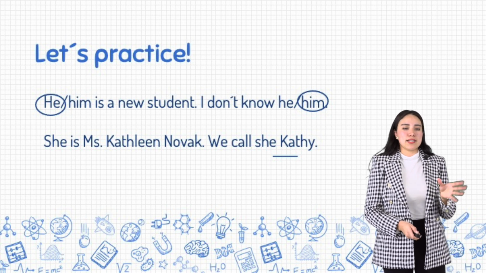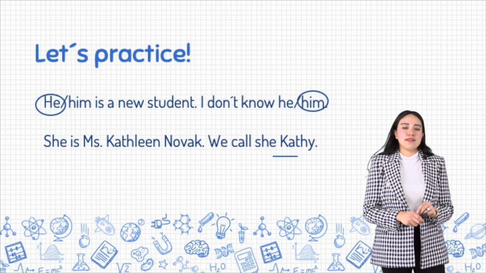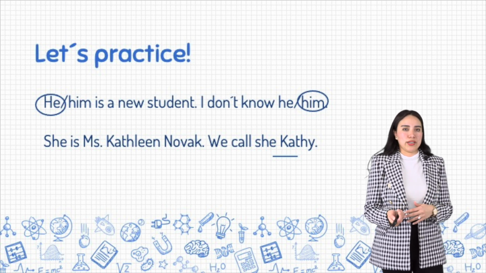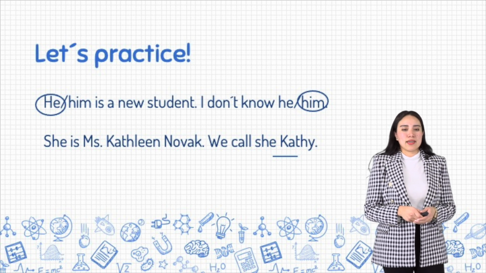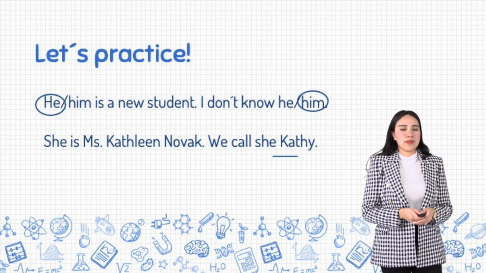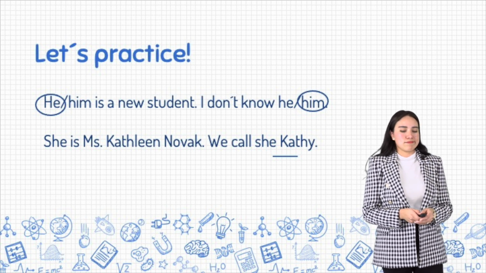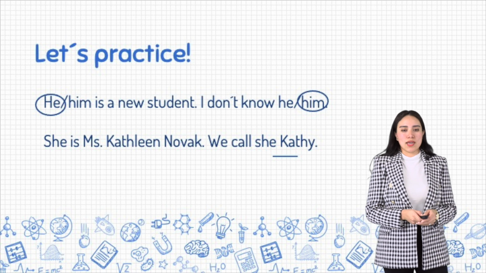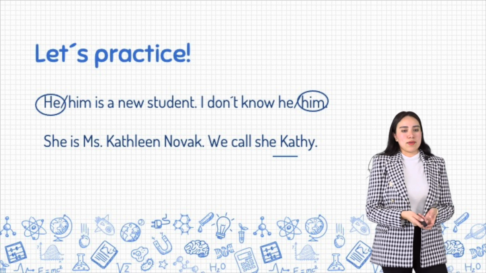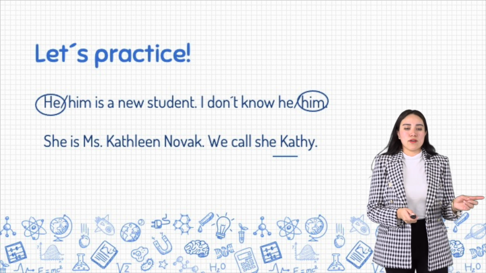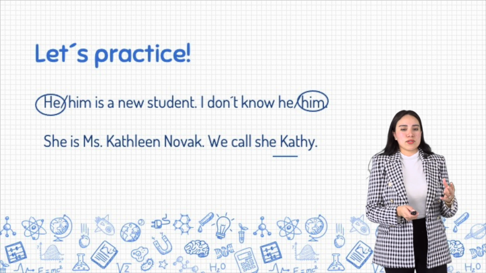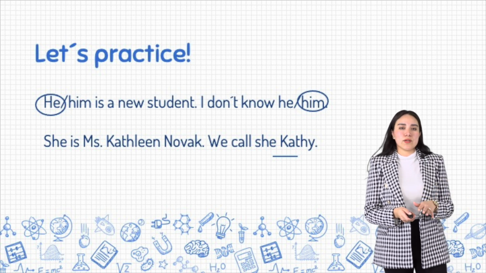We have "He is a new student." And we have another option: "I don't know he" or "him." In this case, remember that we don't need to say "I don't know he." This is incorrect. Why? Because we're gonna use the following word, "him," because he is receiving an action, right? The correct word here is "him."